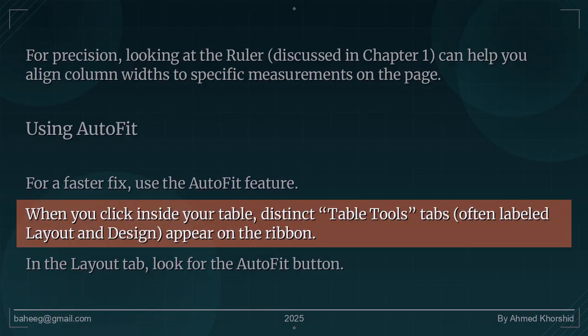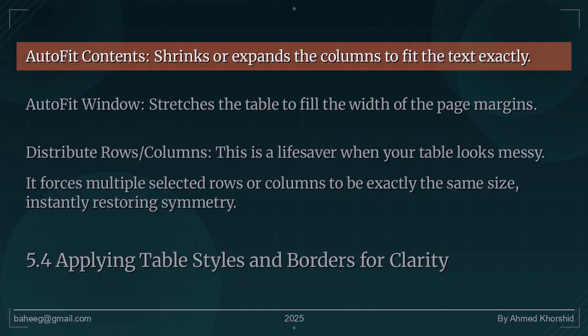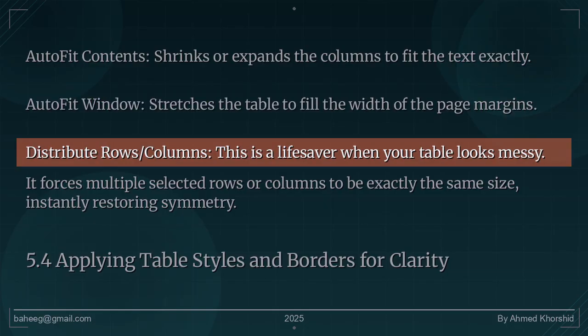Using AutoFit. For a faster fix, use the AutoFit feature. When you click inside your table, distinct Table Tools tabs, often labeled Layout and Design, appear on the ribbon. In the Layout tab, look for the AutoFit button. AutoFit Contents shrinks or expands the columns to fit the text exactly. AutoFit Window stretches the table to fill the width of the page margins. Distribute rows columns.